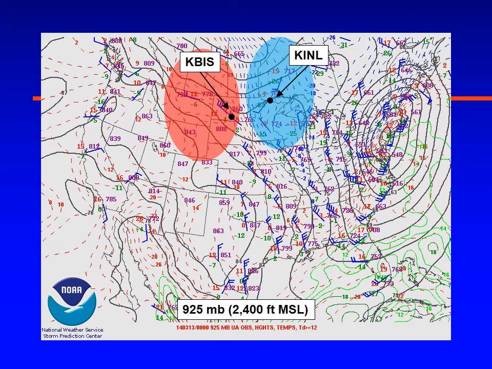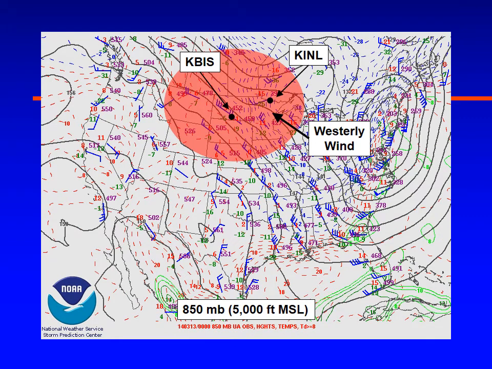This is what it looks like at 925 millibars, which is about 2,400 feet MSL, so a little bit higher in the atmosphere. You can see that across International Falls and northern Minnesota, the winds are still out of the south or southwest. Across Bismarck, they're out of the northwest or west. So it looks like Bismarck is pretty much in the warm air. And down at the surface, or the lower layers of the atmosphere, International Falls, out ahead of that warm front, is in the cold air.